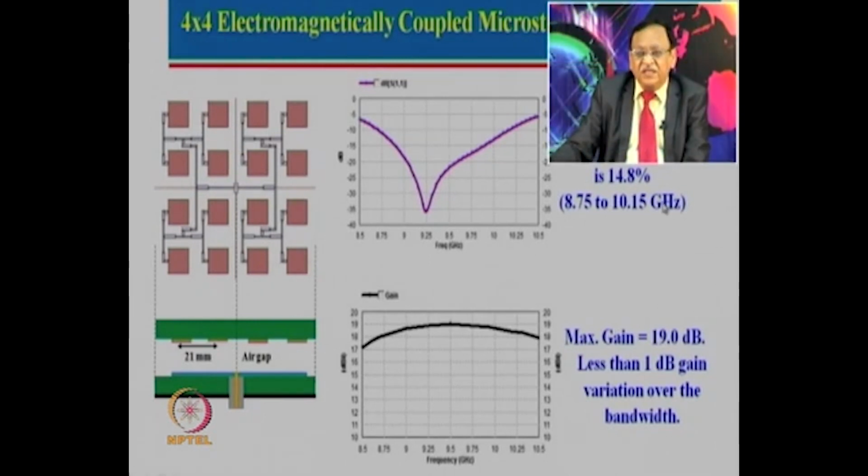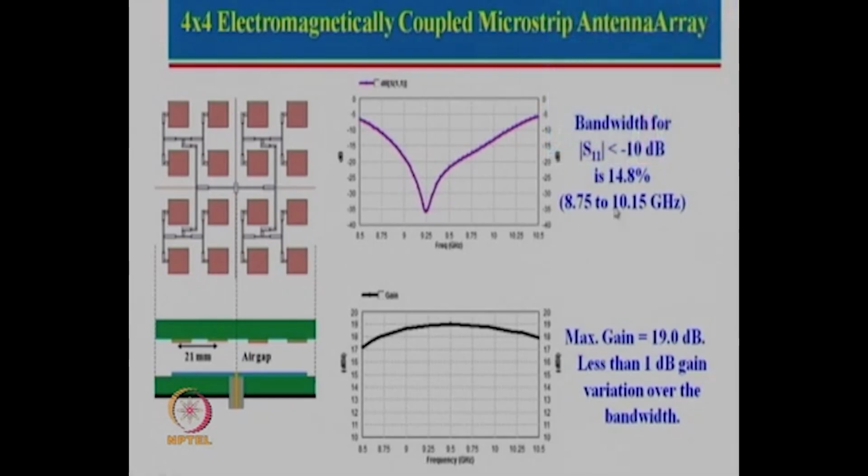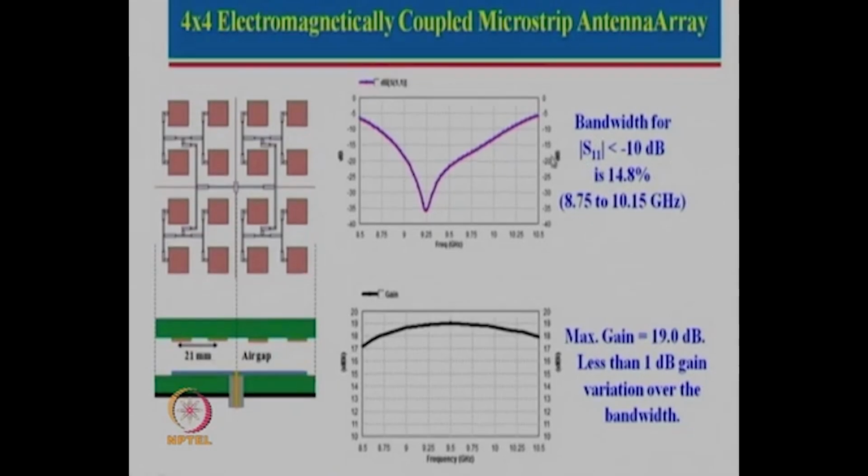So one can actually see over here that this antenna is designed in the X band, and what we have got here is S11 less than minus 10 dB, which is approximately equal to, corresponds to, VSWR equal to 2. So what we are getting is a percentage bandwidth of 14.8%, and if you look here, that is 1.4 gigahertz bandwidth. That's huge bandwidth by using this particular configuration.